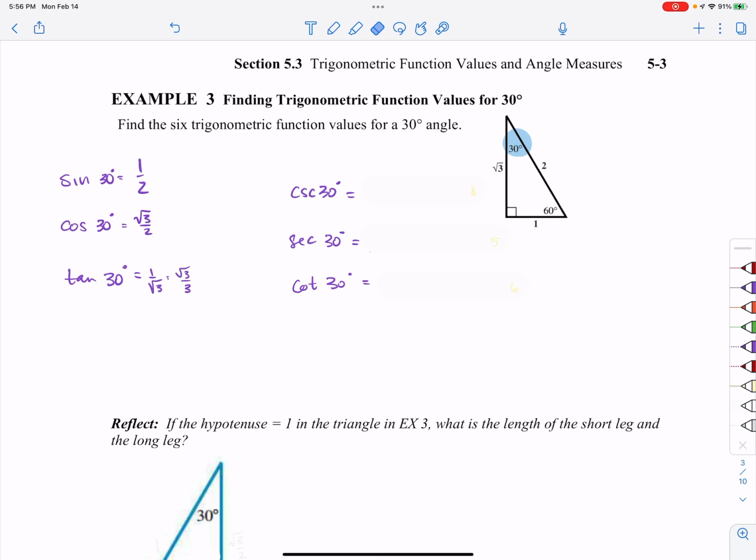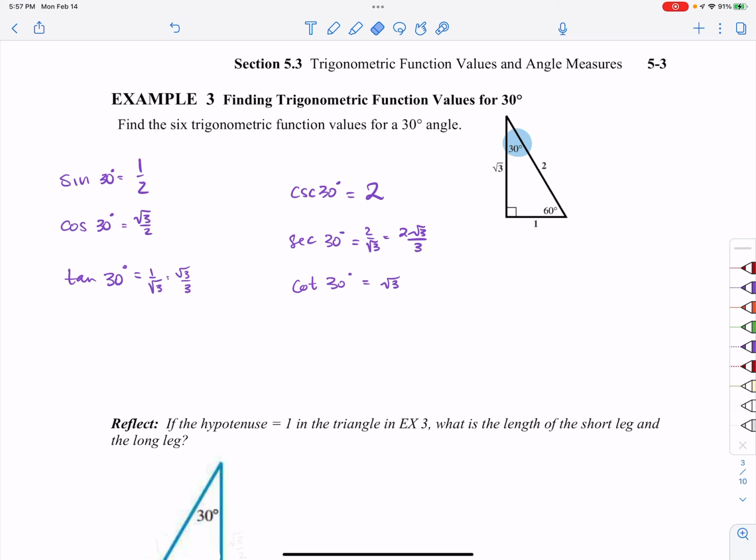To get my other 3 then, we'll just get the reciprocals. So my cosecant at 30 degrees is going to be 2. My secant at 30 degrees is going to be 2 divided by root 3, but then we'll rationalize the denominator, getting 2 root 3 over 3. And then last but not least, my cotangent of 30 degrees is going to equal root 3.